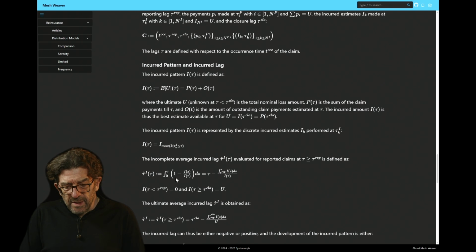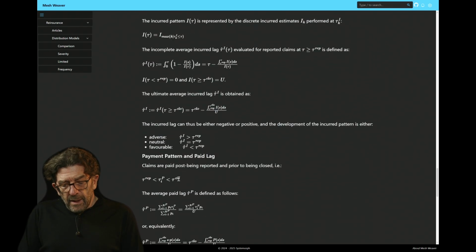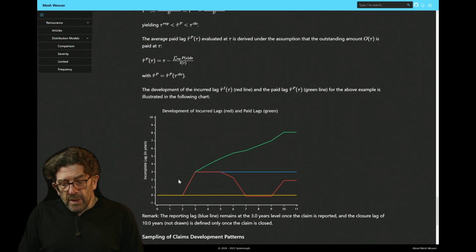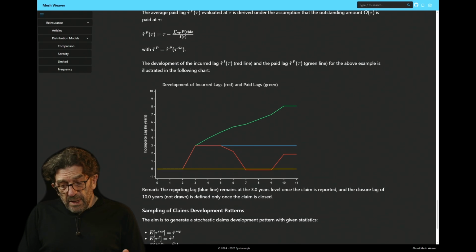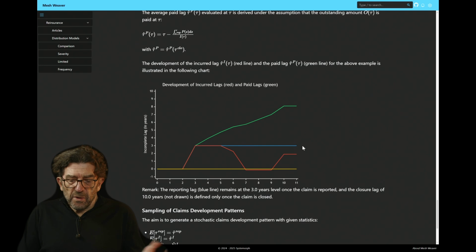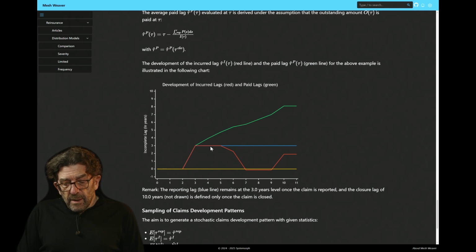So this is more or less the statistics we're using. And we can then also put it into a graph, which I did for the case above. On one hand side, you see the blue line, which is more or less the reporting lag. So it's 3 years, and then it remains constant, because once it's reported, it is reported, it doesn't change. The incurred lag is now interesting, because at the beginning, as long as I don't change it, it is the same as the reported lag.